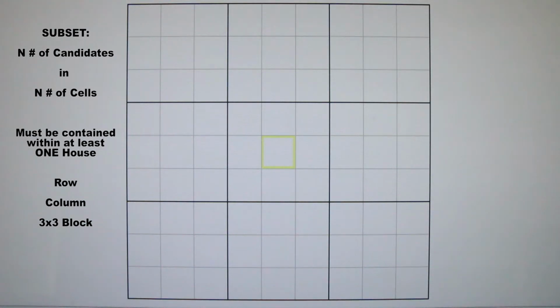If you have one candidate in one cell, and it is the only occurrence of that candidate in a particular house, even if it is hidden, it will be the solution to that cell, and so you need not go any further except to solve that cell for that digit, okay? So the smallest subset is of 2 candidates, and these are called pairs.